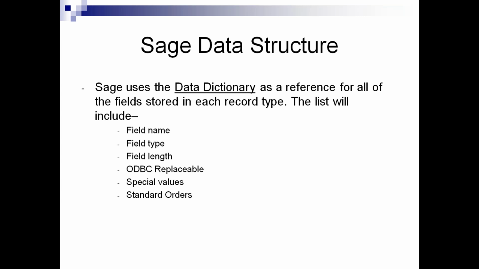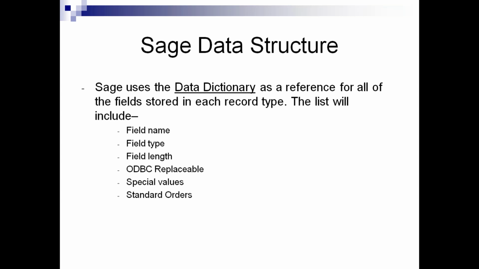One of the things that SAGE has created for you to help with this is something called a data dictionary. What you're going to see in this data dictionary is not only the field name, but what type of field it is, whether it's alpha or numeric, the field length, so what's the maximum length or width of the field, whether or not this field is ODBC replaceable or creatable, whether there are any special values for these particular fields, meaning things that are hard-coded into the software.